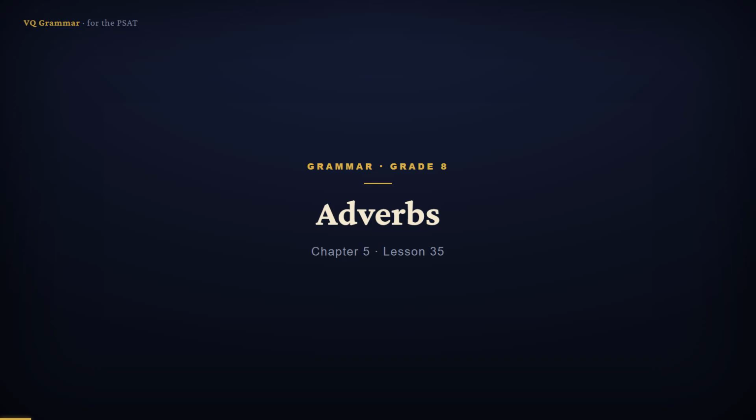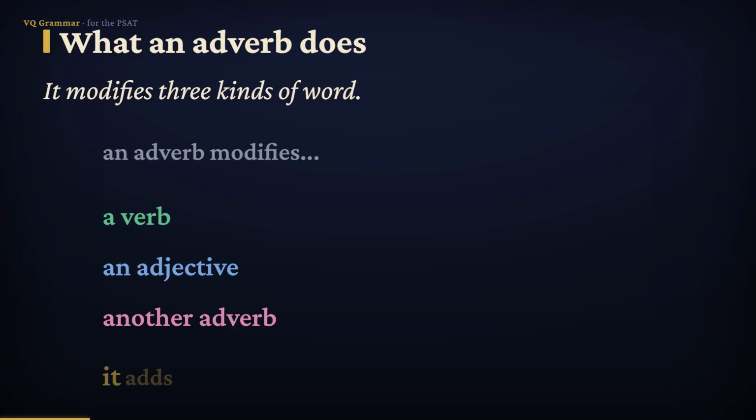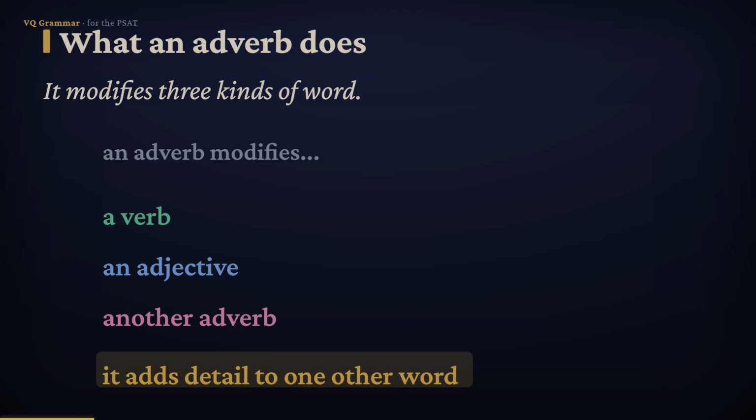An adverb adds detail to an action or a quality, and once you know what it points to, it's easy to spot. So what does an adverb do? An adverb modifies or describes one of three things. It can modify a verb, an action word. It can modify an adjective, a describing word. Or it can modify another adverb. Notice the pattern. An adjective only ever describes a noun, but an adverb describes everything else. It adds detail to one other word.